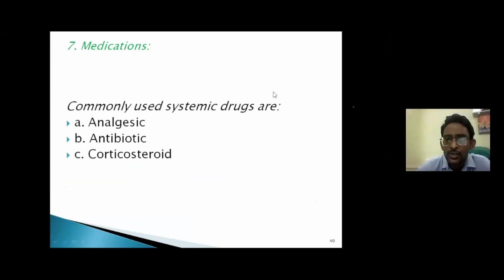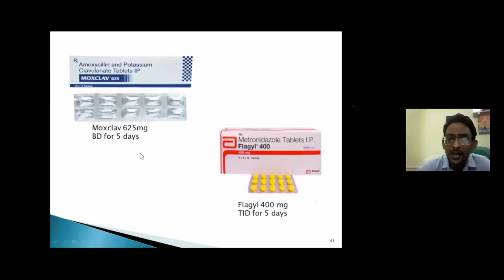So commonly used systemic drugs are analgesics, antibiotics, and corticosteroids. These are the antibiotics which we have to give in case of flare-up, that is amoxicillin plus clavulanic acid salt combination. Moxclav, this is the commercial antibiotic available in the dose of 625 milligram BD for 5 days. That means twice a day for 5 days. Then the second is metronidazole or Flagyl 400 mg. This we have to give TID for 5 days.